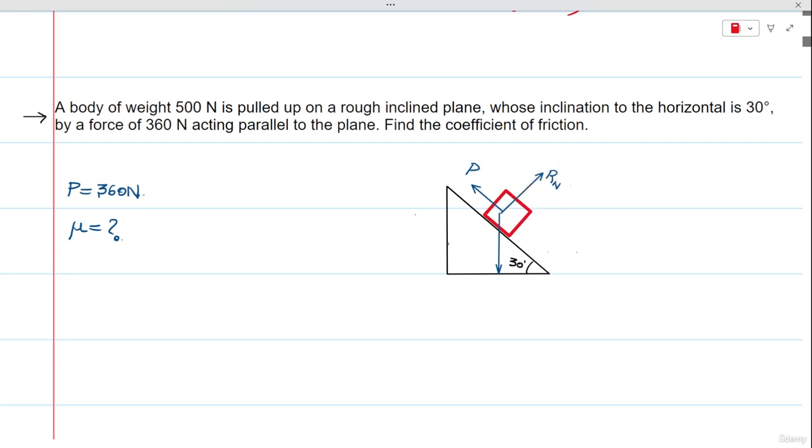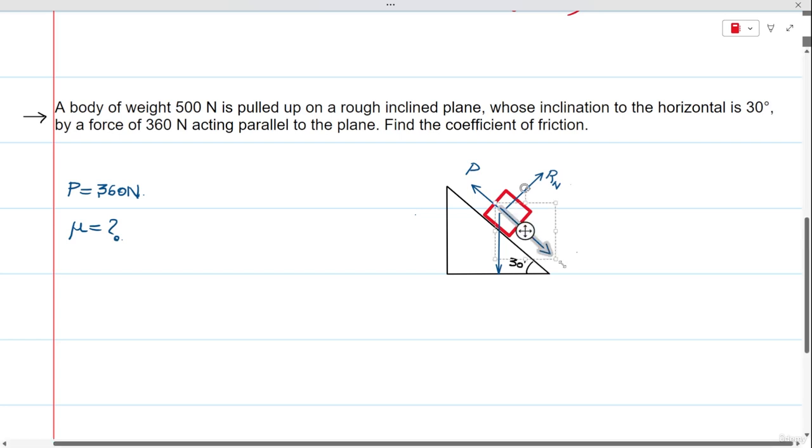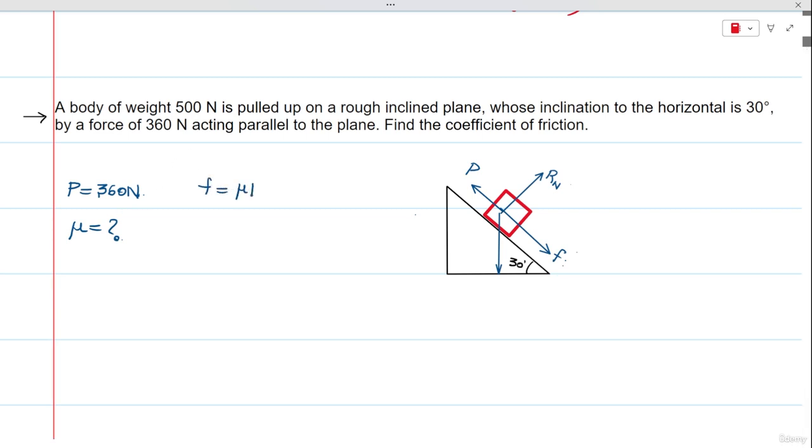And now the body is being pulled up the inclined plane and the description of the surface is given. So there will be one more force that would be opposing the motion, and that is the friction force. The friction force will be acting opposite to the applied force P. Let's call this F. So here the friction force, we can write it as mu times Rn.